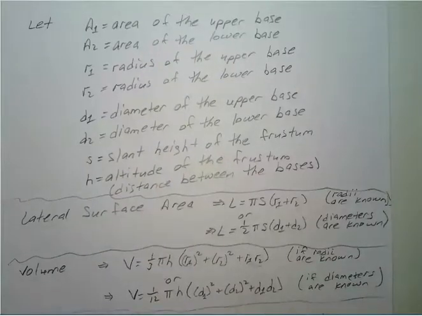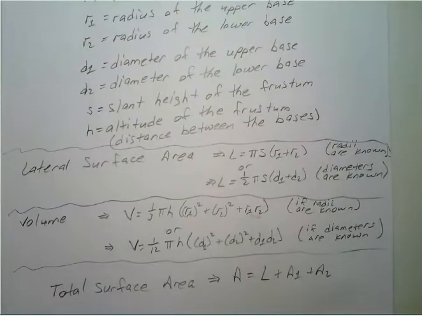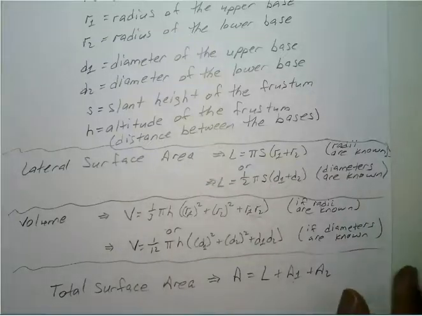Okay, and the total surface area is really just the lateral surface area, which is the area along the sides, plus the upper base area and the lower base area. All right, so if you are still writing these formulas, feel free to press pause and finish up, but we're going to go ahead and move on to a quick example.